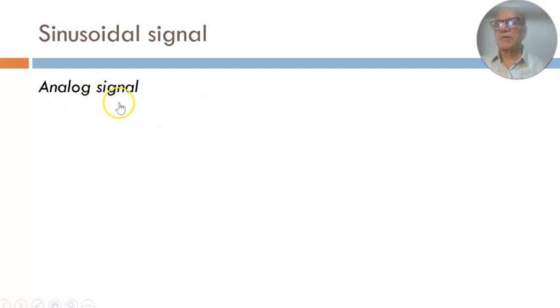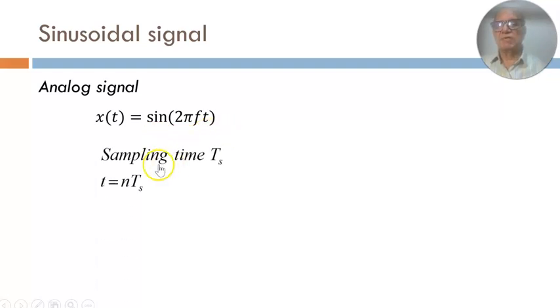So let us write the expression for the analog signal. x(t) is equal to sine of 2 pi f into t. So here x is a continuous variable and t is also a continuous variable. Now we want to make this discrete time. So what we'll do is we'll replace t by n times Ts, where Ts is the sampling time, as we have seen before. So if we say that sampling time is equal to Ts, then t can be replaced by n into Ts, where n is an integer.